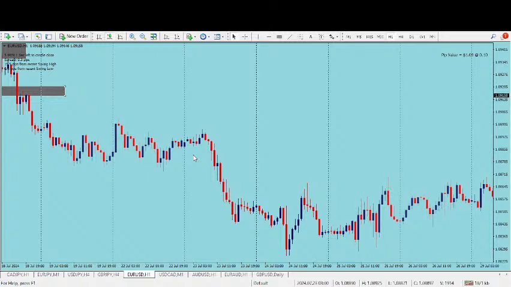Next time we're going to treat trend lines, resistance and the support. This is what we are going to treat next time around.